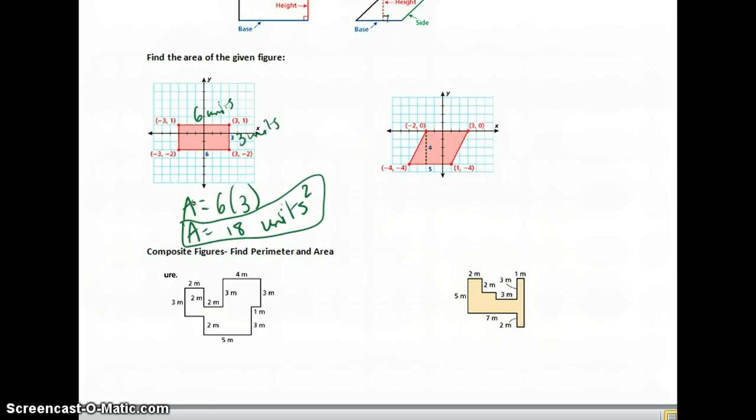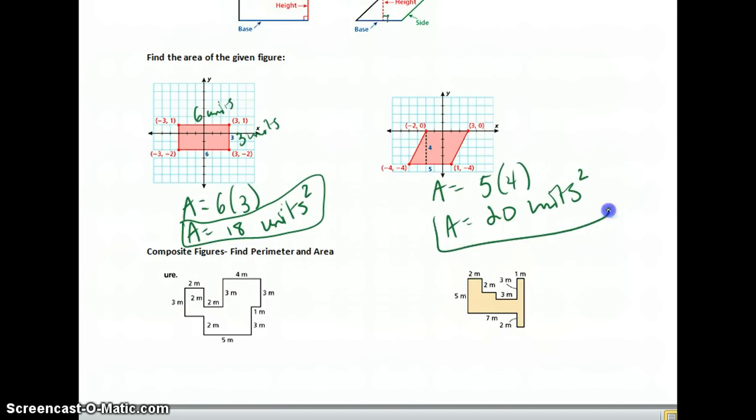A very similar situation is going on over here on this diagram. This base is 5 units. Okay, and the height is 4 units. So we multiply those two together, and we say that our area is 20 units squared. Now if it gave us this in feet, if it gave us this in inches, we would say inches squared, feet squared. But since it doesn't give us any units, we just say units squared to show that.